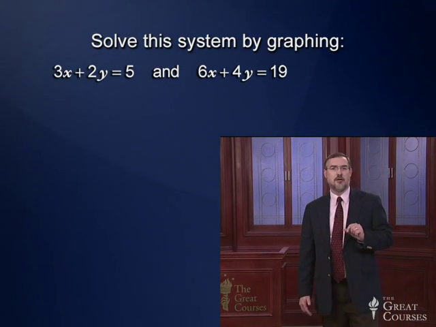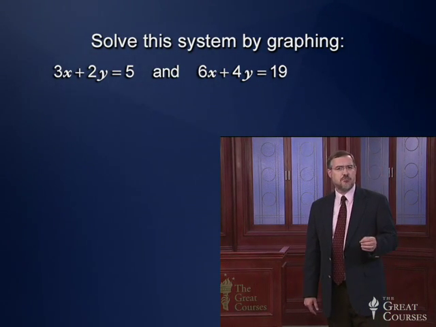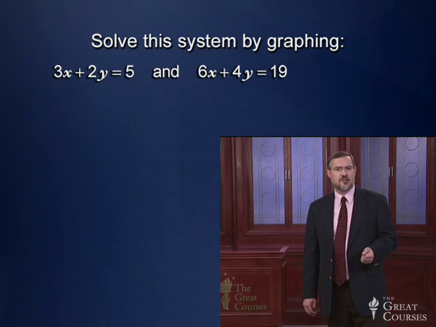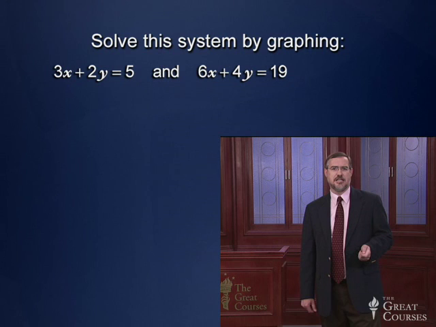All right, let's move to another example. I think it's very good to keep working through these and to make sure we've got all of this settled. So let's solve the following system by graphing again. The system of equations will be 3x plus 2y equals 5, and 6x plus 4y equals 19.